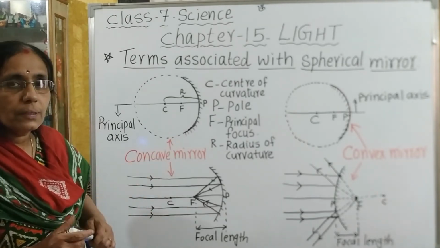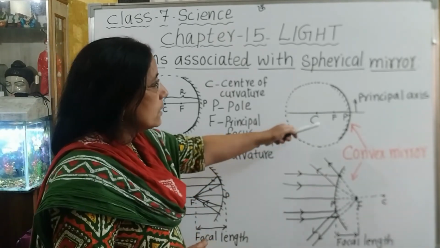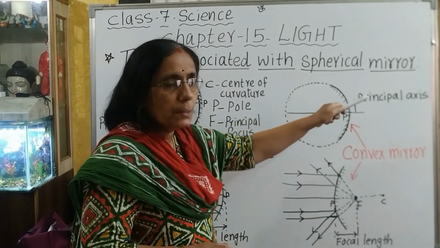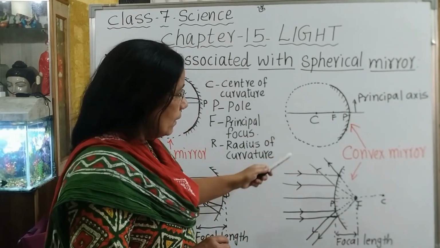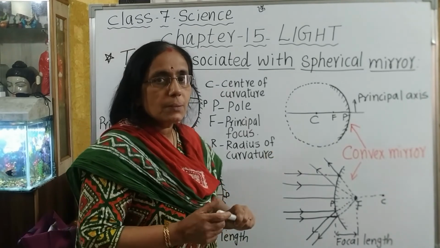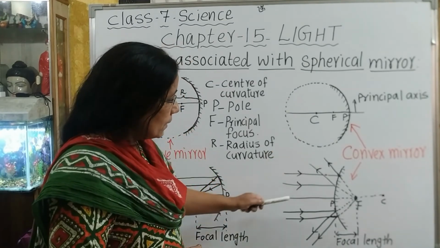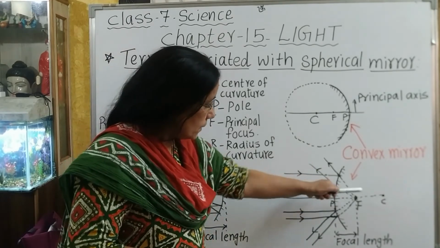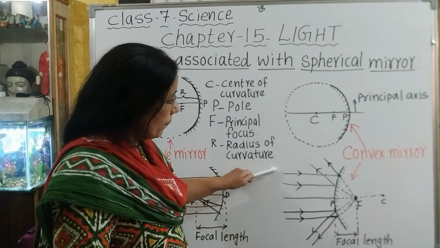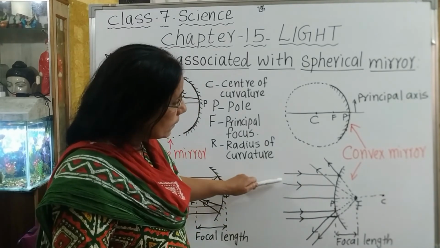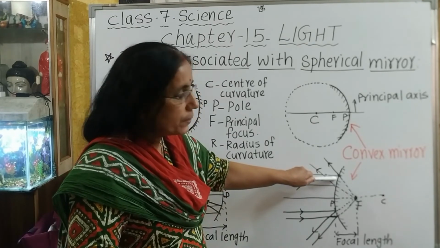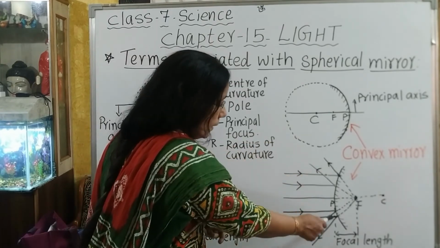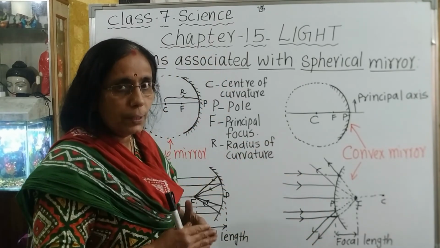Now let us consider the convex mirror. So this is the diagrammatic representation of a convex mirror. C, F and P and principal axis are all the same. Now we have to consider the principal focus of a convex mirror. See, this is the convex mirror, P is the pole and this is the principal axis. The parallel rays of light, after reflecting from the convex mirror, are diverging. See, they are moving in different directions. They are not converging to a point.